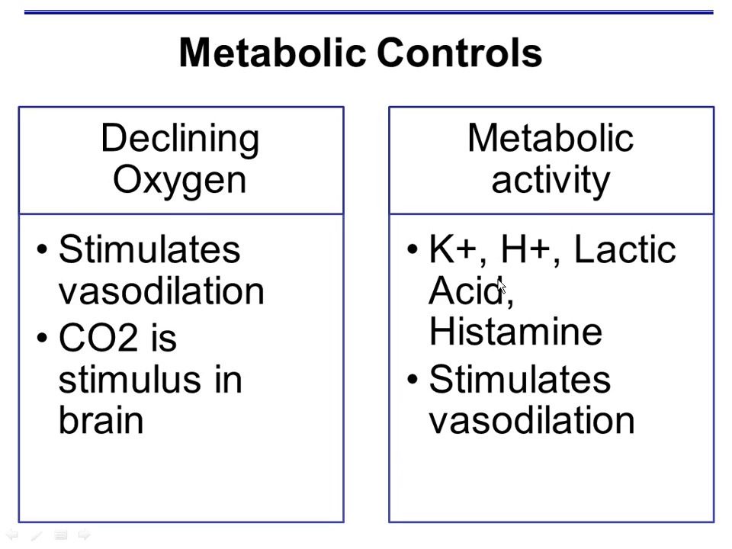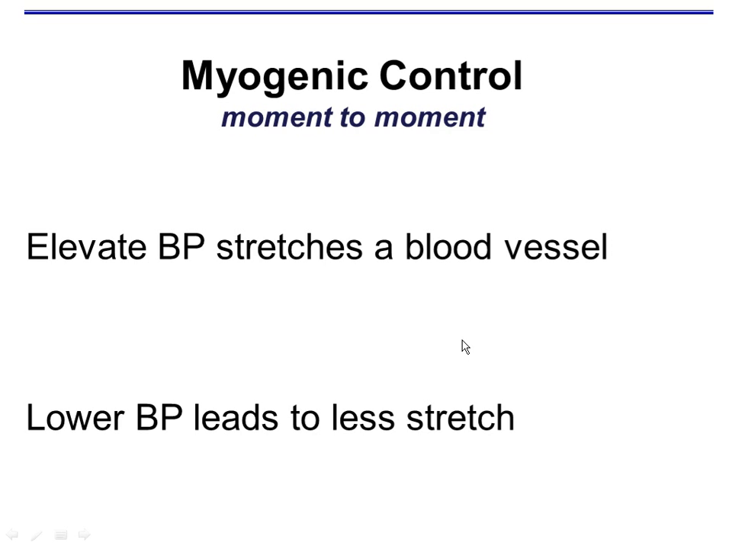The other indicators, because again, redundant, because it's important, are rises in these things. Potassium ions, hydrogen ions, lactic acid, histamine. These are all indications of metabolic activity or inflammation. And that's going to also vasodilate.